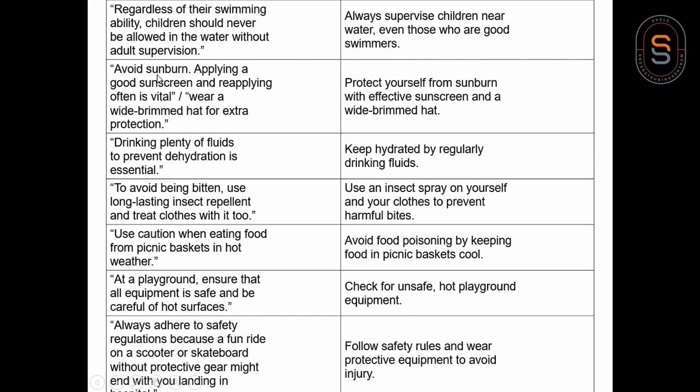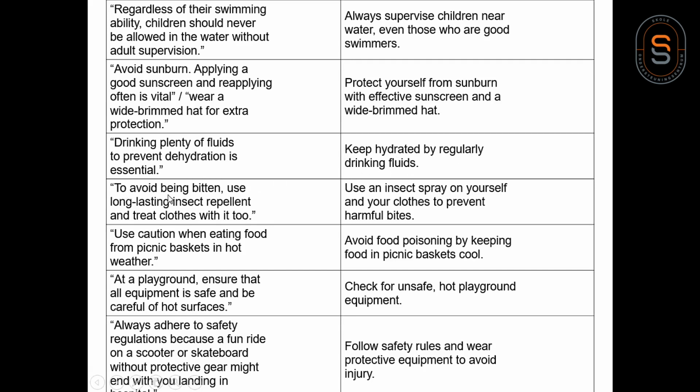Fact number 2, avoid sunburn. Applying a good sunscreen and reapplying often is vital. Wear a wide-brimmed hat for extra protection. So in your own words, protect yourself from sunburn with effective sunscreen and a wide-brimmed hat. That is fact number 2. Fact number 3, drinking plenty of fluids to prevent dehydration is essential. Own words, keep hydrated by regularly drinking your fluids.